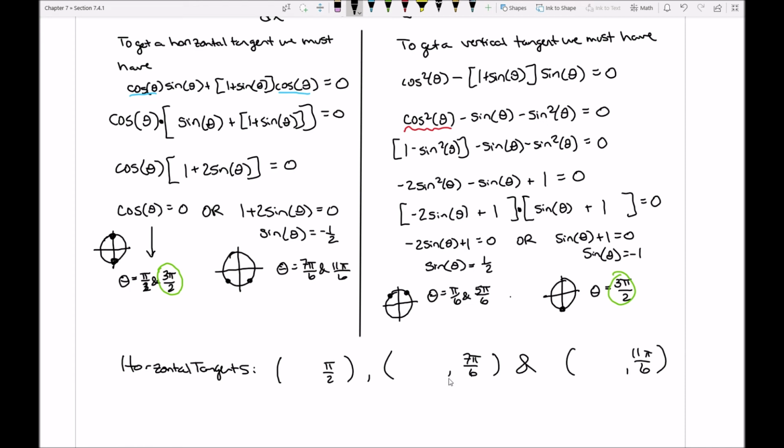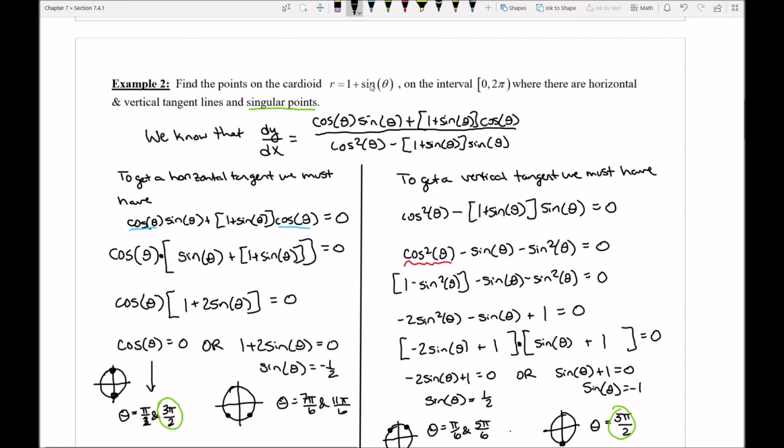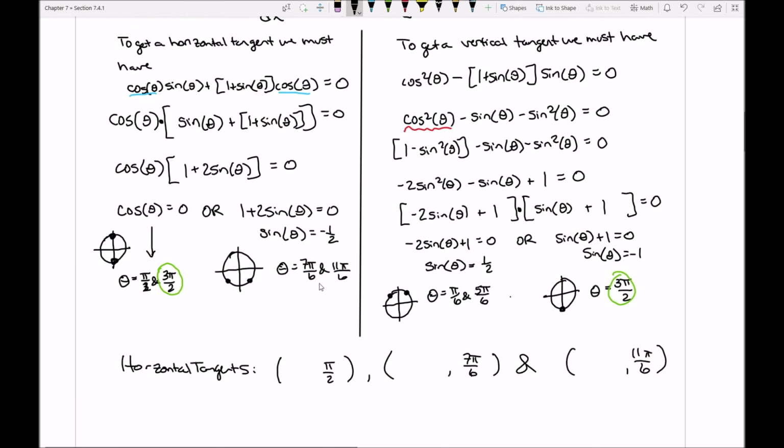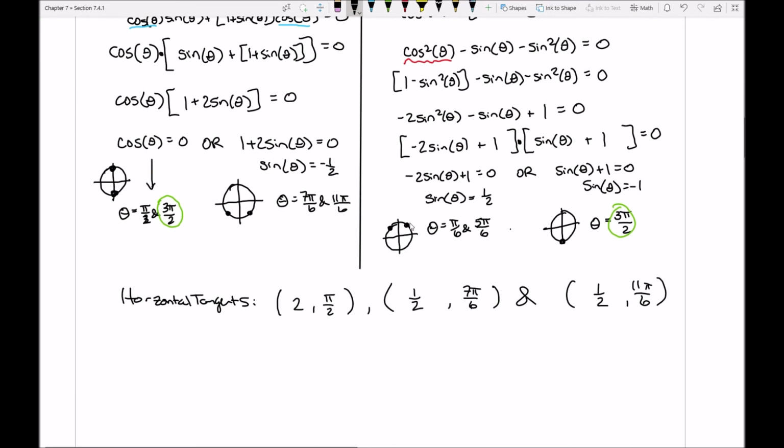But what I don't know is the value of r. But of course, since I have an equation that relates thetas to r's, I can easily go back and find what I'm going to end up with for my r value. Notice at pi over 2, my r value is going to become 2. At 7 pi over 6 and at 11 pi over 6, I'm actually going to end up with the value of 1/2, because I believe the sine creates negative a half there, and 1 plus negative a half is a half. So horizontal tangents are going to occur at these points.